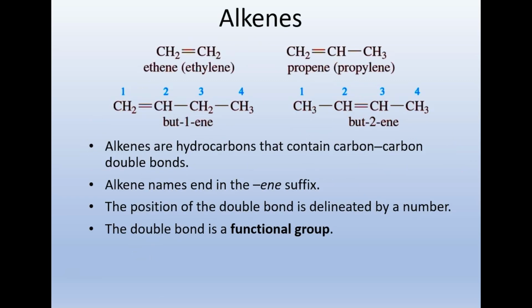Alkenes have a double bond, and so we're going to go into chapter 3 today, I hope, and we're going to start learning how to name organic compounds. So we have the suffix "ene," which means sp2 hybridized carbons or a double bond, and we'll delineate where the double bond is by a number.